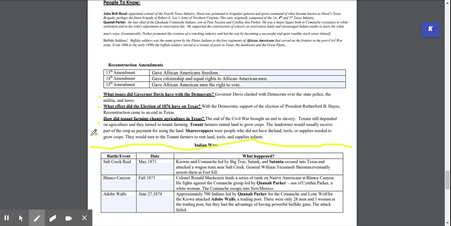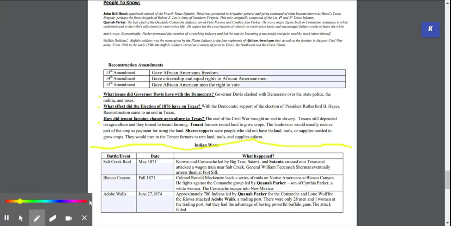How did tenant farming change agriculture in Texas? The end of the Civil War brought an end to slavery. Texans still depended on agriculture, and they turned to tenant farming. Tenant farmers rented land to grow crops. The landowner would usually receive part of their crop as payment for using the land. Sharecroppers were people who did not have the land, tools, or supplies needed to grow crops. They would turn to the tenant farmers to rent land, tools, and supplies to farm.